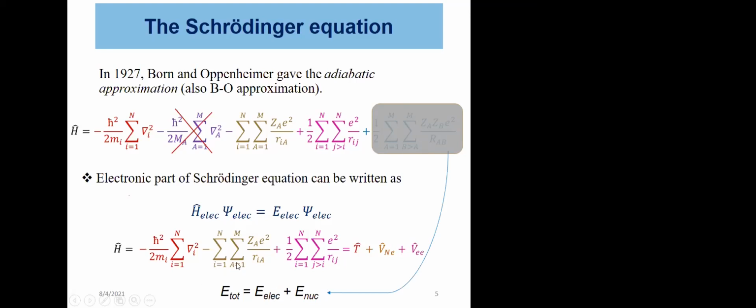And what we have to solve is only the electronic part of the Schrodinger equation, that is the kinetic energy of electrons, the electron-nucleus interaction energy, and the electron interaction energy. So our total energy will be composed of two parts: the energy coming from the electron interactions and the energy coming from the nucleus interaction.